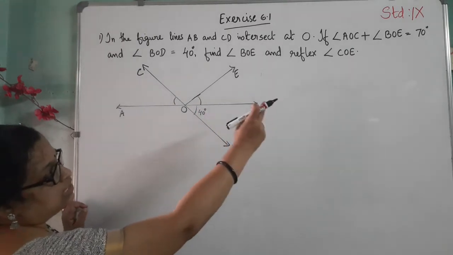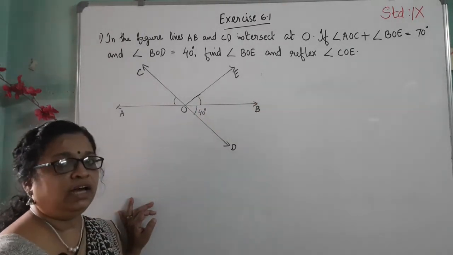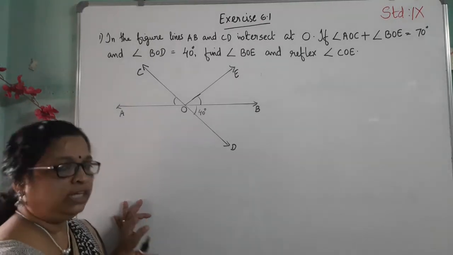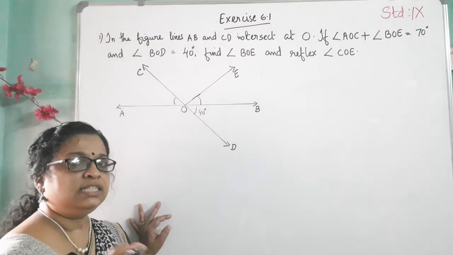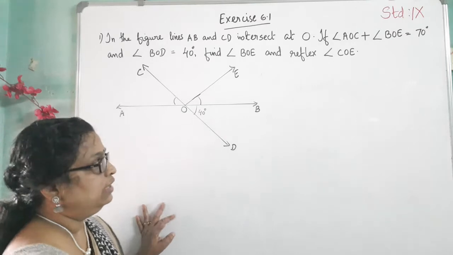Then we need the reflex of angle COE. For finding the reflex of any angle, we know the complete angle is 360 degrees. So we subtract that angle from 360 degrees, and then we get the reflex of that angle.